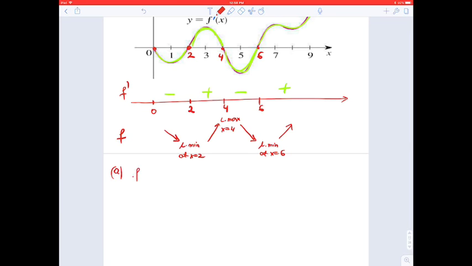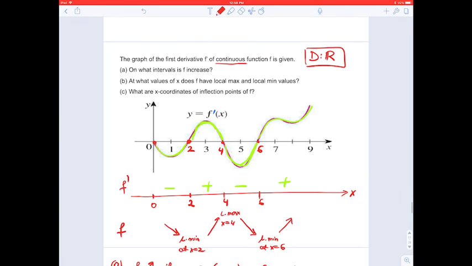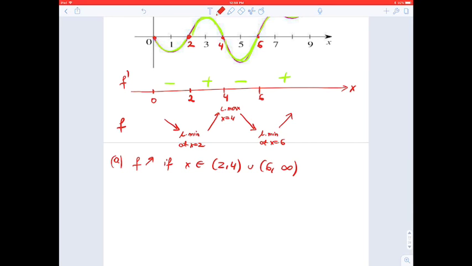And they are asking for the intervals of increase. That means I can answer the function is increasing if x belongs from 2 to 4 and from 6 to positive infinity. Okay, that means that's A. They want local max and local minimum value. Let's not make a mistake.